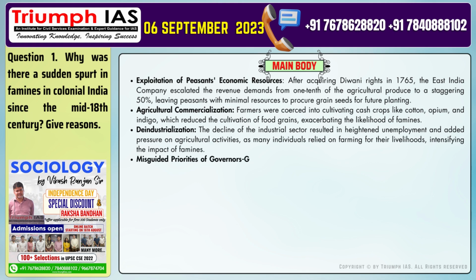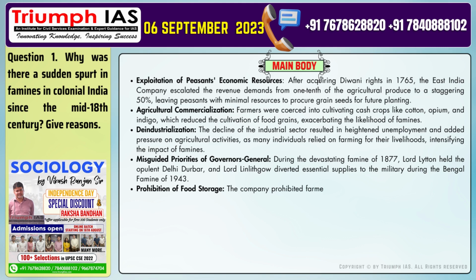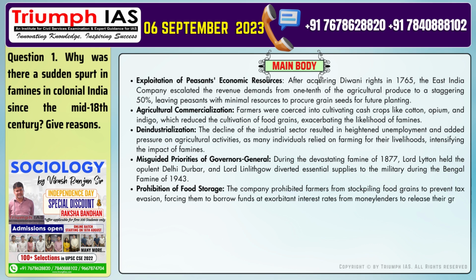Number 4. Misguided priorities of Governors General. During the devastating famine of 1877, Lord Lytton held the opulent Delhi Darbar, and Lord Linlithgow diverted essential supplies to the military during the Bengal famine of 1943. Number 5. Prohibition of food storage. The company prohibited farmers from stockpiling food grains to prevent tax evasion, forcing them to borrow funds at exorbitant interest rates from moneylenders to release their grain stocks.